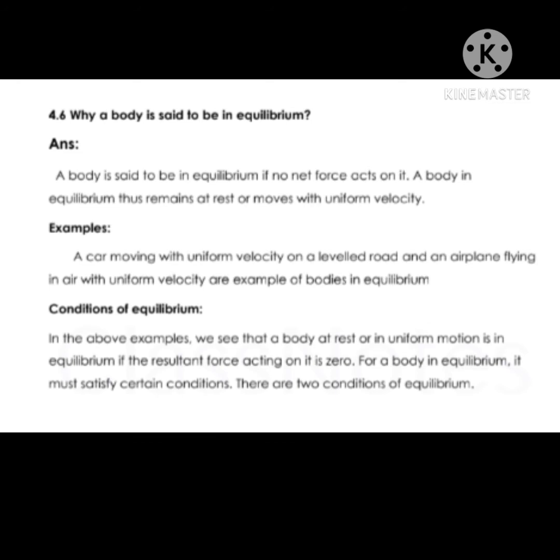Next question is why a body is said to be in equilibrium. A body is said to be in equilibrium if no net force acts on it. A body in equilibrium thus remains at rest or moves with a uniform velocity. For example, a car moving with uniform velocity on a level road and an aeroplane flying in air with uniform velocity are examples of bodies in equilibrium.